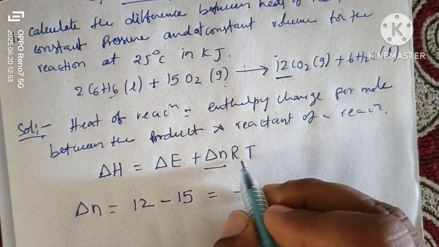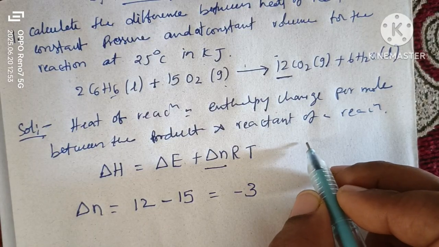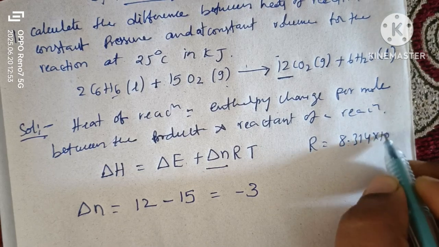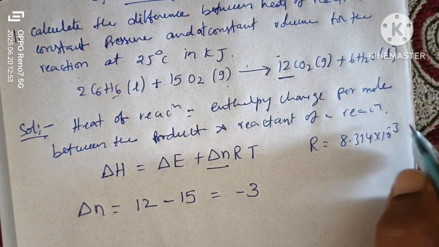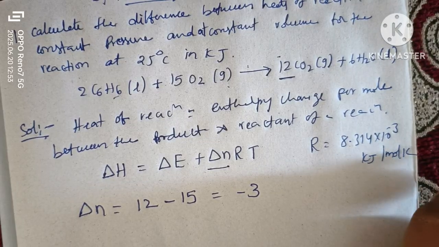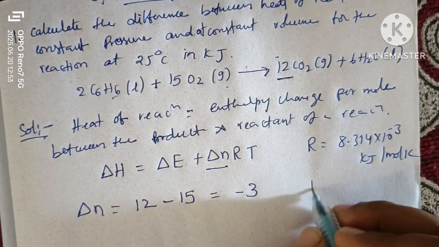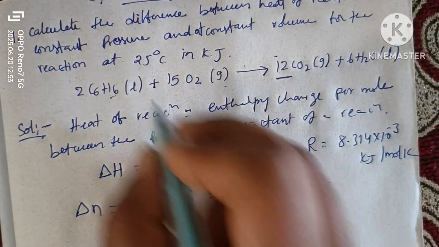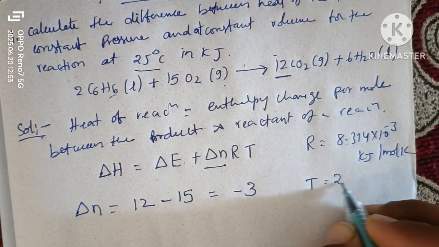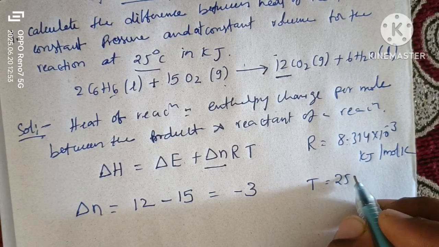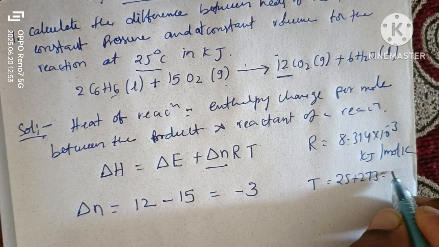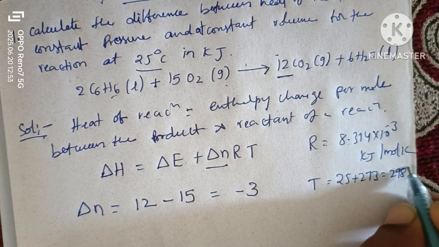We know that R is the universal gas constant. The value is 8.314 into 10 power minus 3 kilojoule per mole Kelvin. T is the temperature, which was given as 25 degrees centigrade. To convert into Kelvin, we add 273. That is 298 Kelvin.